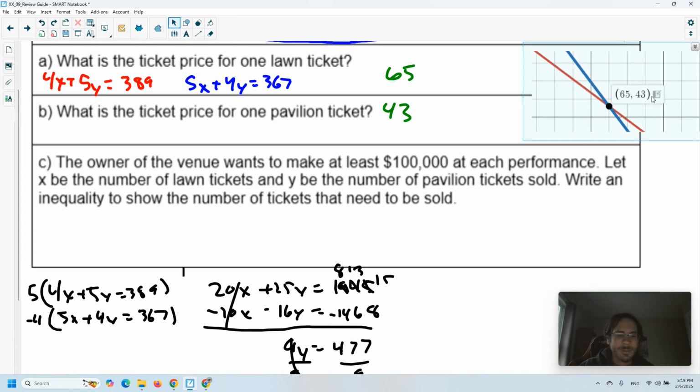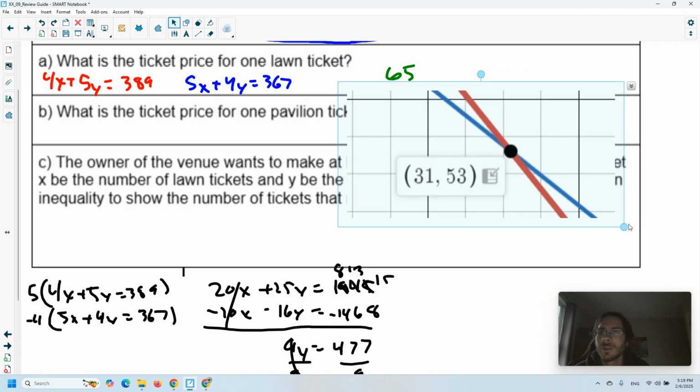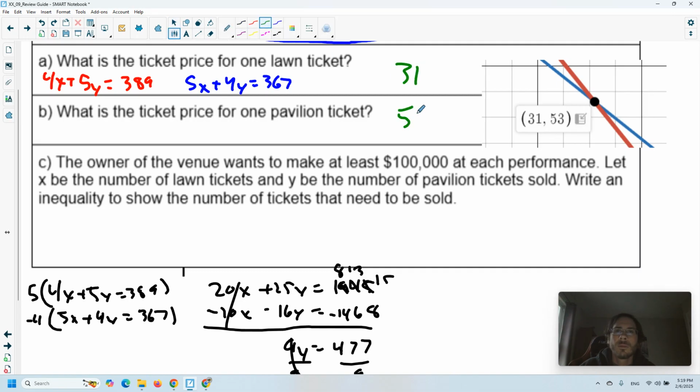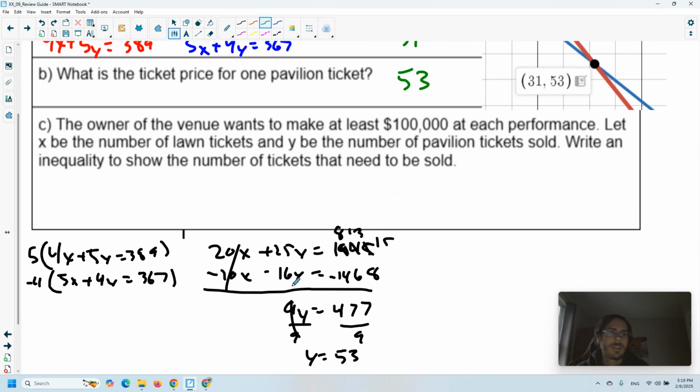All right. There we go. Okay, cool. So we got 31. Okay, so even though my answer didn't match up, it was good. I didn't think that I was wrong. I made sure I double checked. All right, so we got y is 53. And so again, we know this is the pavilion.